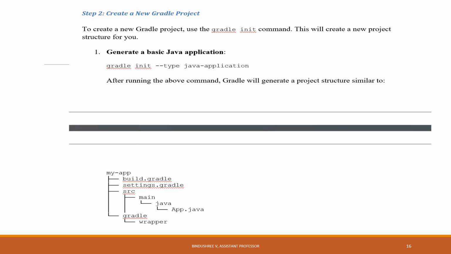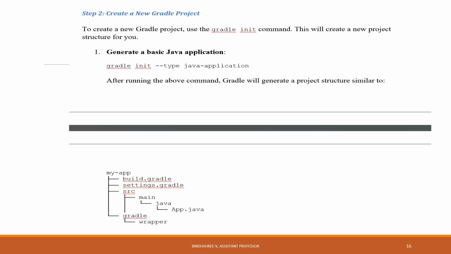So we are done with the first part of the problem, that is the setting up of Gradle. Now we are done with only the installation of Gradle. Now let us create a Gradle project. To create a Gradle project, this is the command: gradle init --type java-application. It creates a new project associated with Gradle.